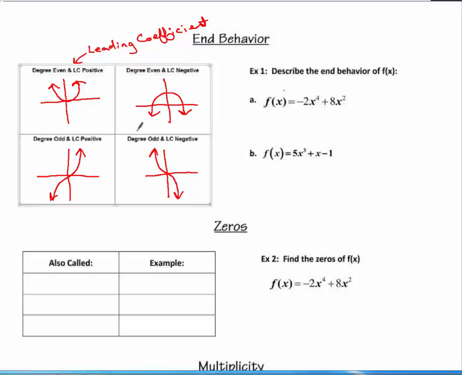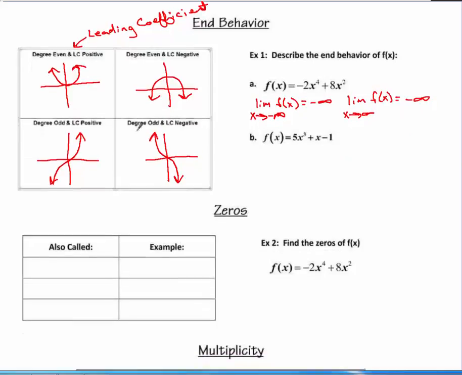Real quickly, these two examples say describe the end behavior of f of x. The way we describe the end behavior, we know this one is this picture right here, even degree, negative leading coefficient. So we say the limit as x goes to negative infinity of f of x equals, well, as x goes towards negative infinity, this graph goes down, so it goes towards negative infinity. And the limit as x goes to positive infinity of f of x, as x goes towards positive infinity, it also goes down, so that's also negative infinity.